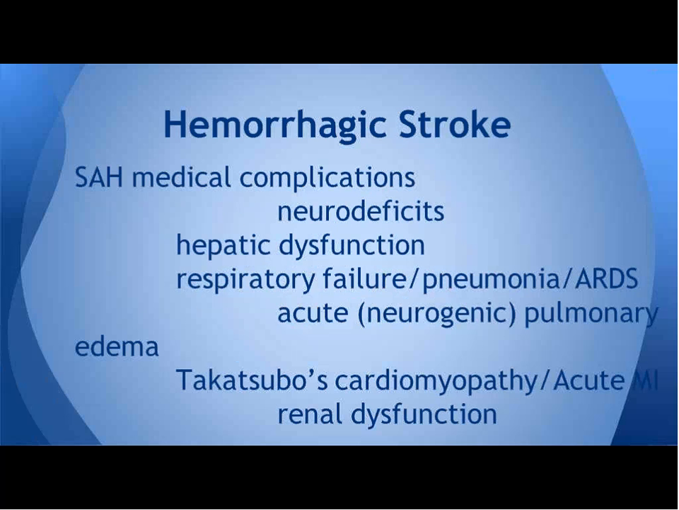The medical complications that we worry about would be neurodeficits, hepatic dysfunction, respiratory failure, pneumonia, ARDS, acute pulmonary edema. They can have Takotsubo's cardiomyopathy, where they have essentially cardiogenic shock, or acute renal dysfunction. So all of these factors will play in how you're going to manage these patients, and that's what really makes it very complicated and difficult to classify or standardize our management for these patients.